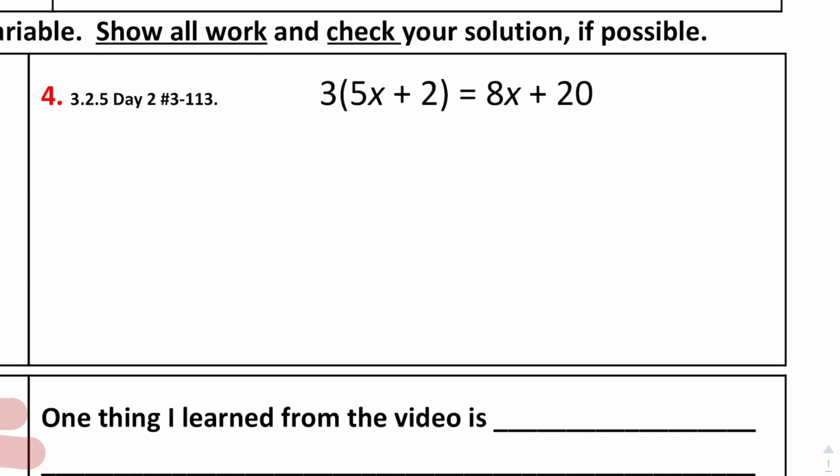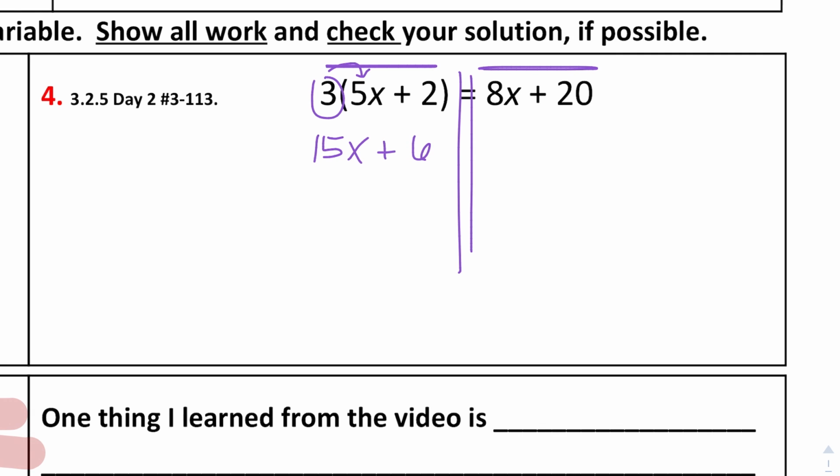I'm going to go ahead and set up the two lines that separate the left side from the right side. This is the left side and this is the right side. I'm going to distribute 3 times 5x because I have 3 groups of 5x plus 2. I have 15x, and 3 groups of 5x plus 2 also gives me 6 positive ones. On the right, we can leave it as it is and start simplifying from here.